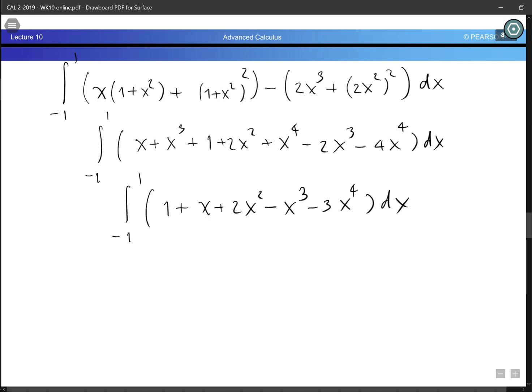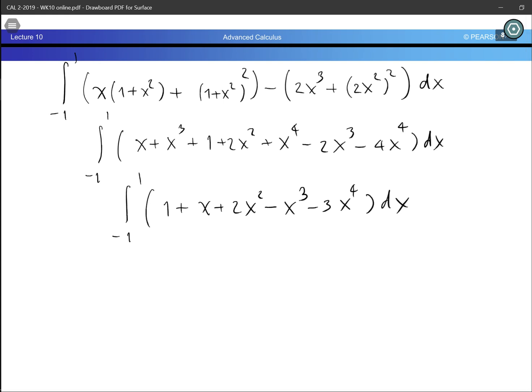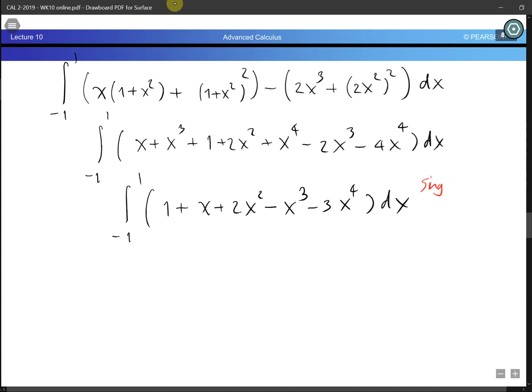Okay, let me double check. 1, x, 2x squared, minus x cubed, minus 3x to the fourth. Alright, so it's correct here. Now we need to continue with the last integration, and this one is easy because this is a single variable. So let's do that. Integrate 1 becomes x.